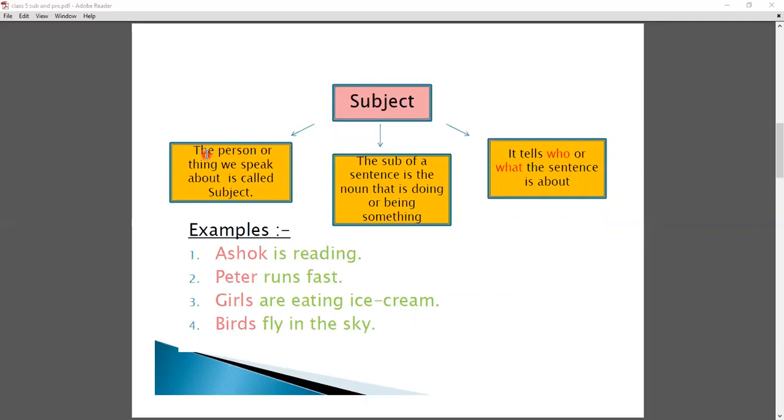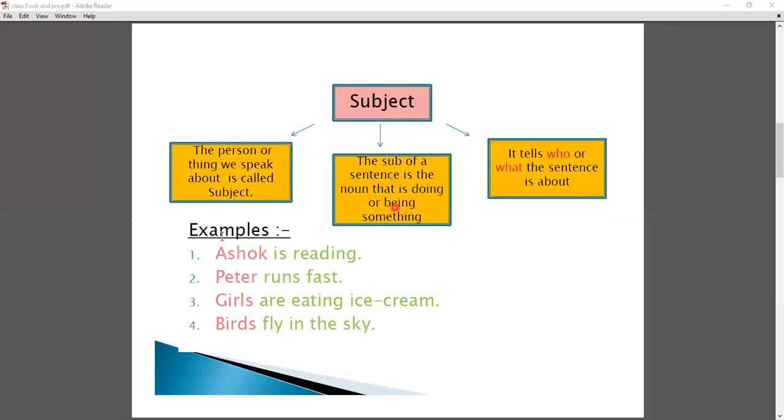कोई पर्सन या थिंग्स जो हम जब किसी के बारे में बात करते हैं वो क्या कहलाता है? सब्जेक्ट. Second, the subject of a sentence is a noun that is doing or being something. सब्जेक्ट क्या होता है? सेंटेंस के अंदर कोई भी नाउन भी हो सकता है, प्रोनाउन भी हो सकता है, लेकिन जो काम करता है, वो सब्जेक्ट होता है. Third, it tells what or who the sentence is about. Okay students, the subject gives the answer to the question who or what. Let's look into the examples.